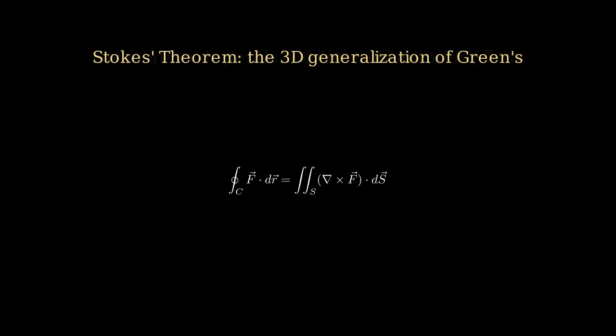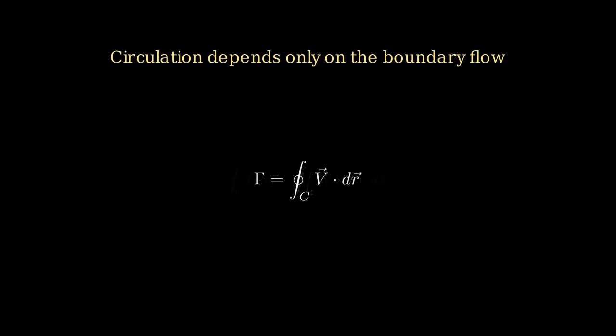Since the flow is curl-free almost everywhere, Green's theorem tells us this circulation only depends on what's happening right at the wing's boundary, not on the details of the flow far away. Circulation, defined directly, gamma equals the closed loop integral over C of V dot dr.